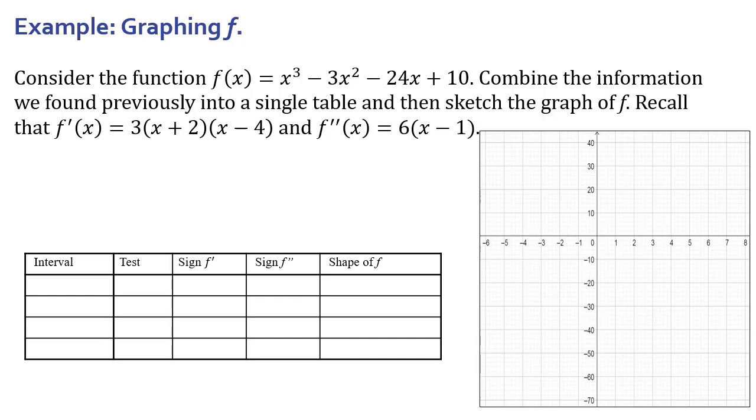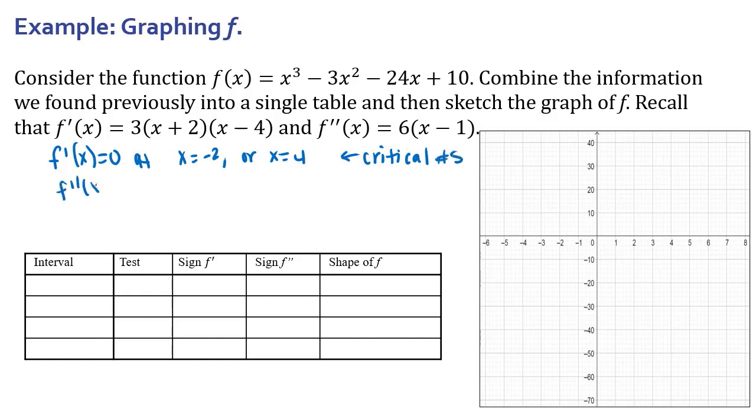I put on here exactly what we found for the first derivative and second derivative. The first derivative of x was 3 times the quantity x plus 2 times the quantity x minus 4. The second derivative was 6 times the quantity x minus 1. We found the first derivative equaled 0 at x equals -2 or x equals 4. These are our critical points, where we could have some mins and maxes, which we already found. And we also found the second derivative equaled 0 when x equals 1, which was an inflection point.